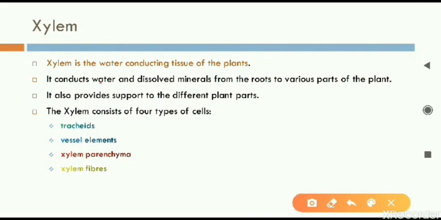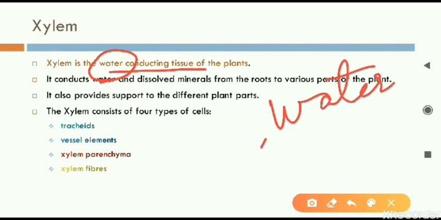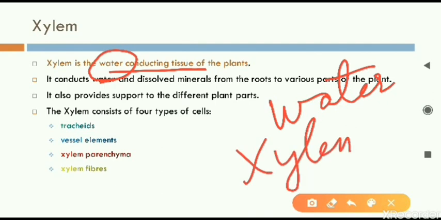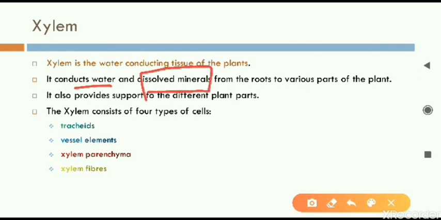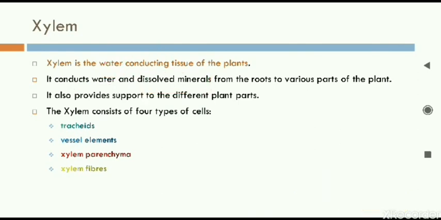So what is the xylem doing? It is the water conducting tissue. So water is transported in the plant body by xylem tissue. Xylem tissue is responsible for this function. Let us read there. It conducts water and dissolved minerals. The minerals are dissolved in water only. It conducts water and dissolved minerals from the roots to various parts of the plant.